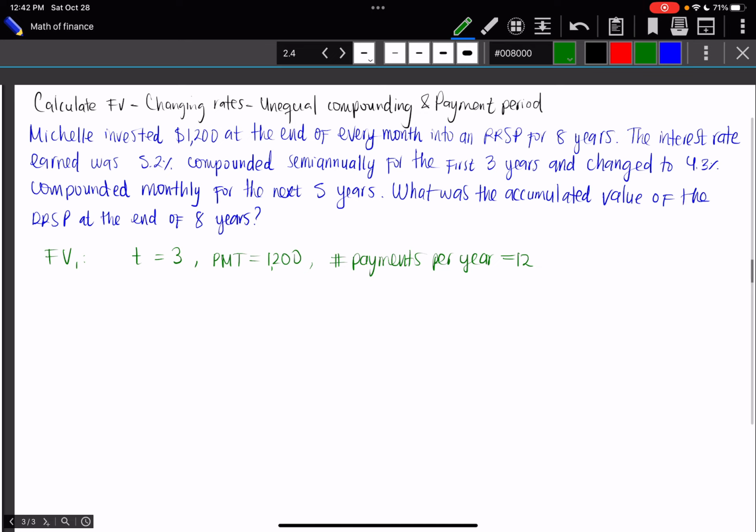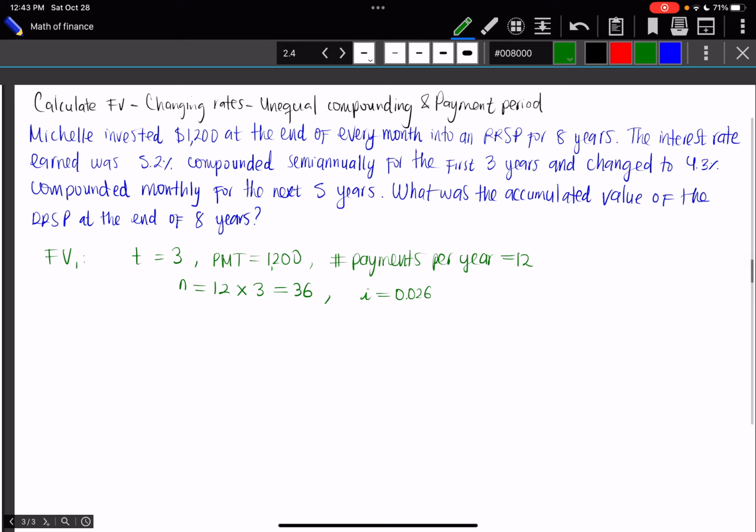Based on that number of payments per year, N is the total number of payments during the term of the annuity. We multiply the number of payments per year by the time period in years. We're covering the first 3 years, so we get 36. The nominal interest rate, remember, is 5.2, and we found the corresponding periodic interest rate. That periodic interest rate was, I believe, 0.026.